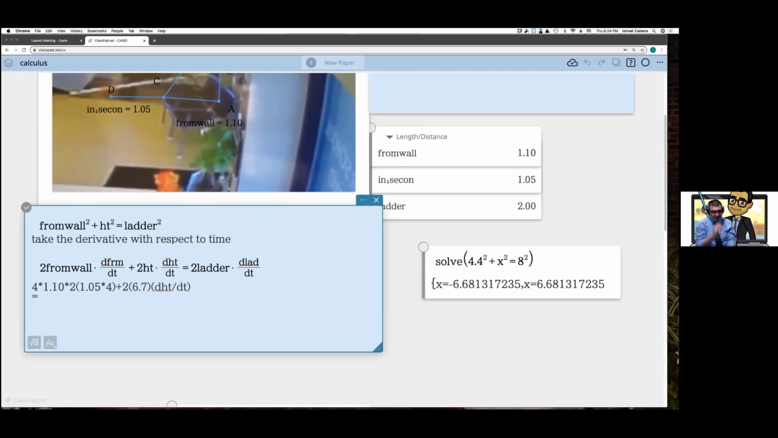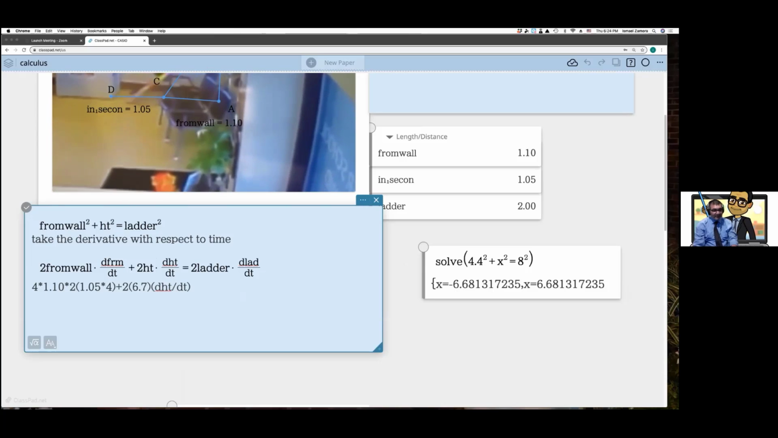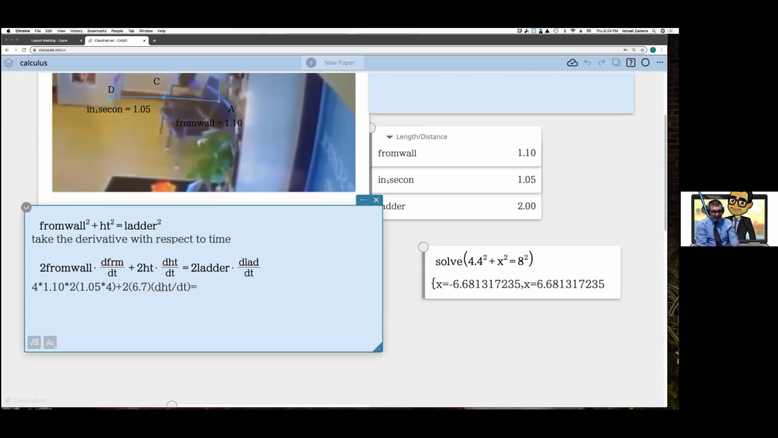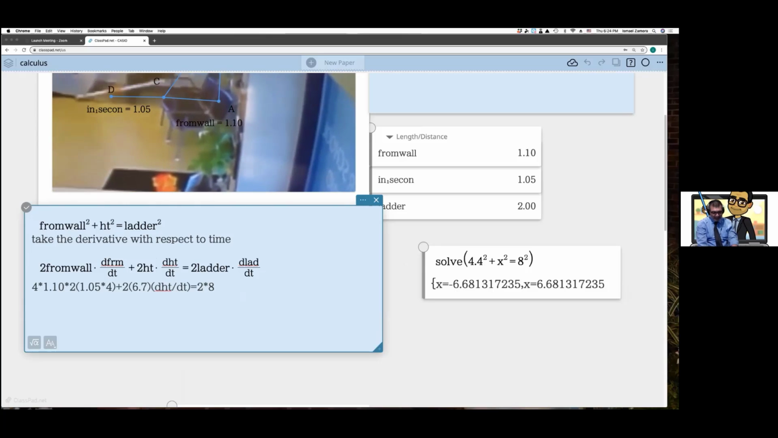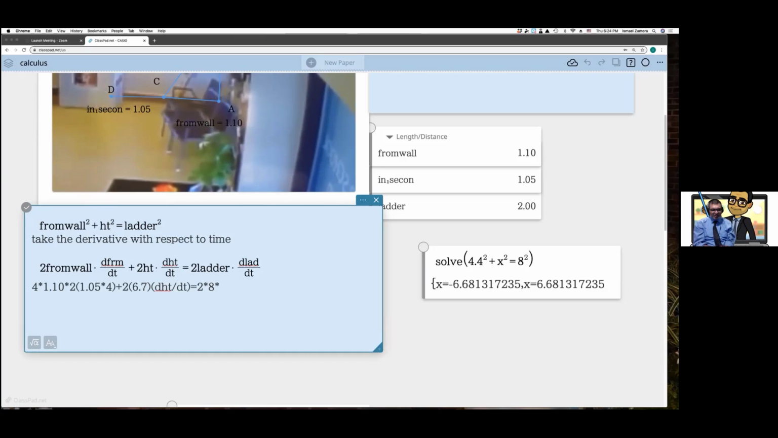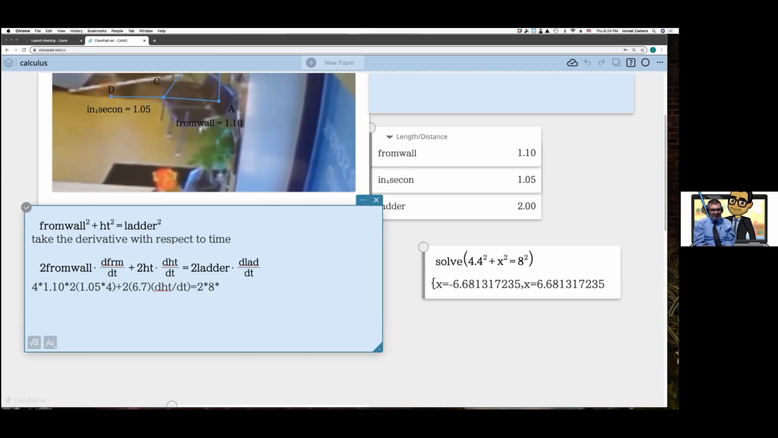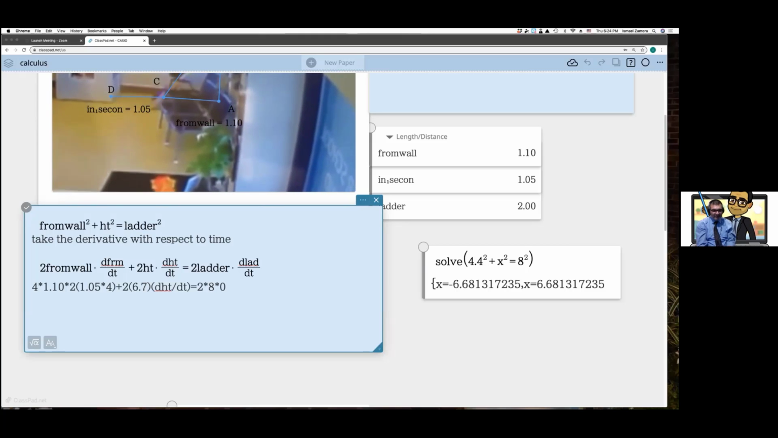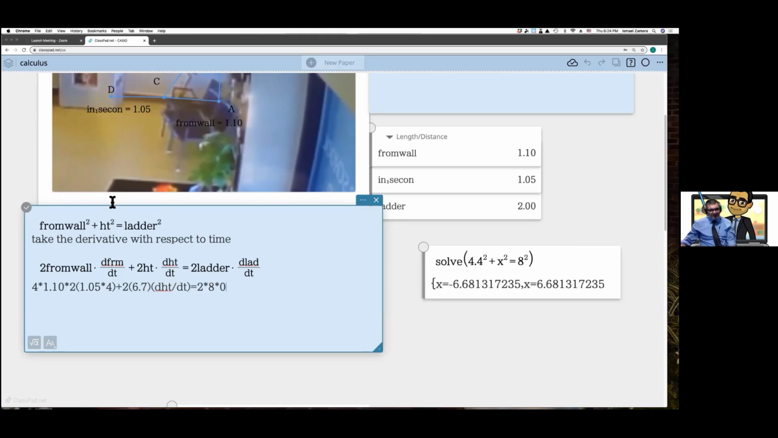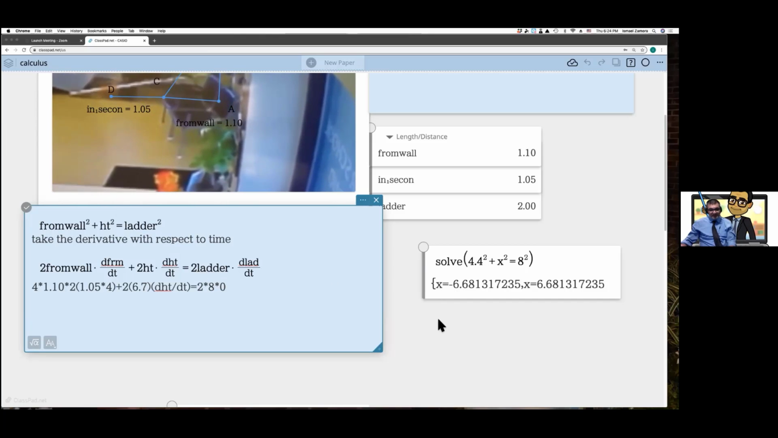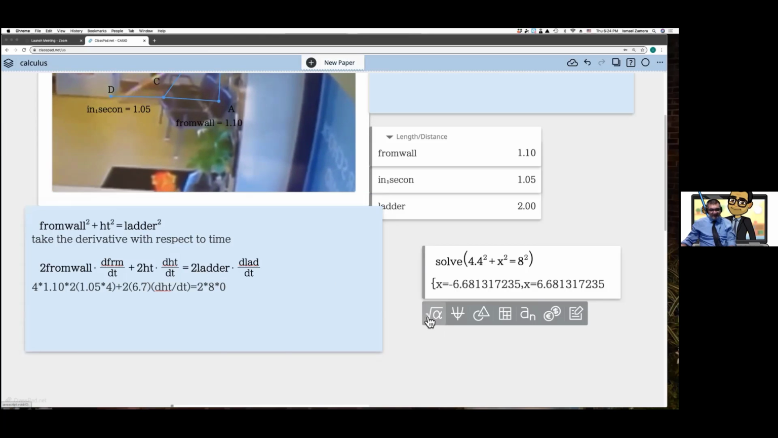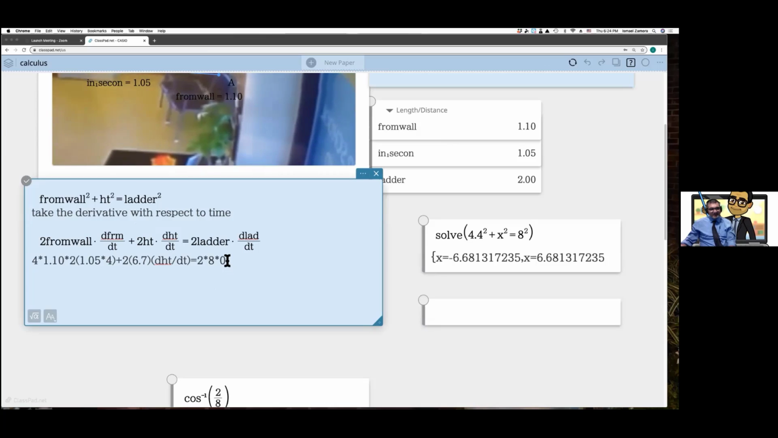Now, here's the part that throws my kids. My students are always wanting to put in there 2 times 8 times the rate of change of the ladder. How fast is the ladder changing? The ladder's not changing. The ladder is fixed. So the rate of change of the ladder is actually 0. That's the part most of my students will go south on. That's where they don't quite get it right.